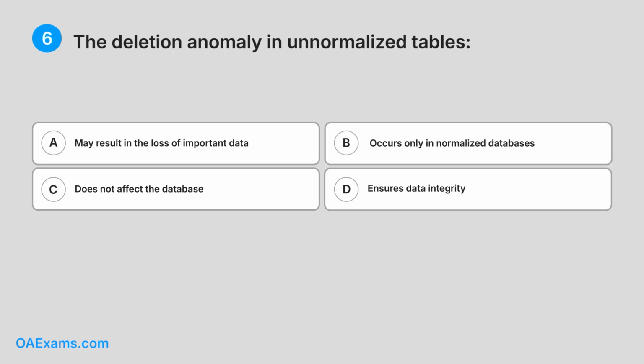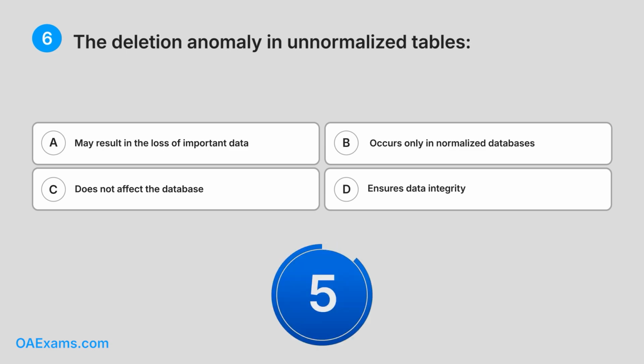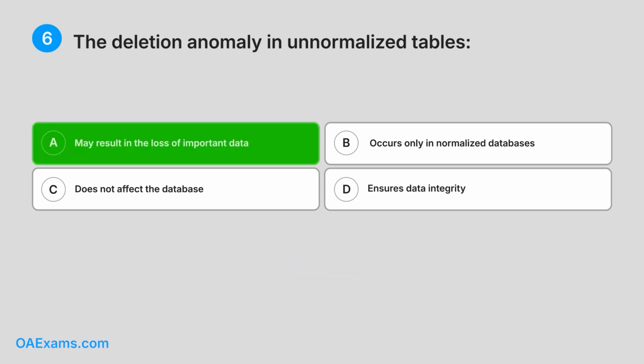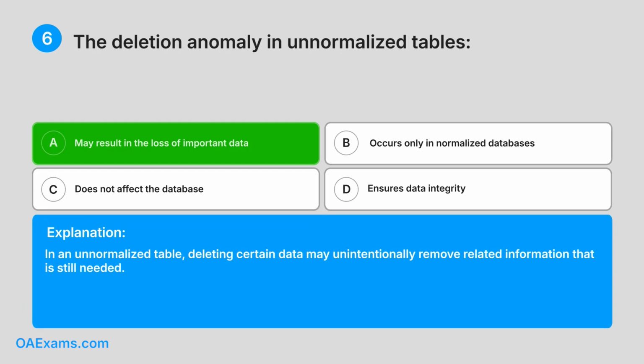6. The deletion anomaly in unnormalized tables: A. May result in the loss of important data. B. Occurs only in normalized databases. C. Does not affect the database. D. Ensures data integrity. What do you think is the answer? Correct answer: A. May result in the loss of important data. Explanation: In an unnormalized table, deleting certain data may unintentionally remove related information that is still needed.